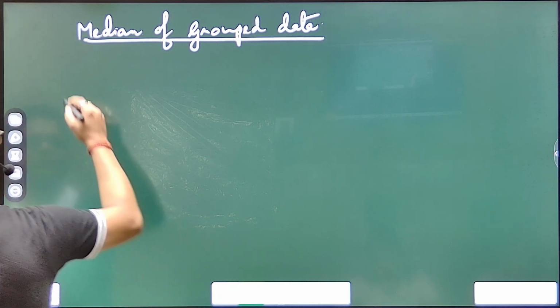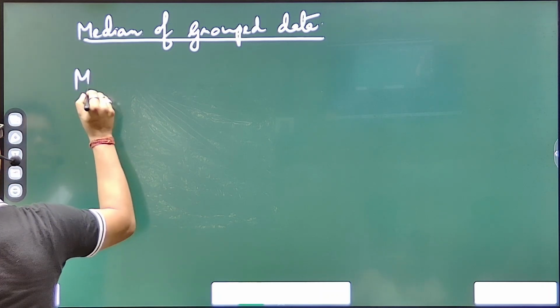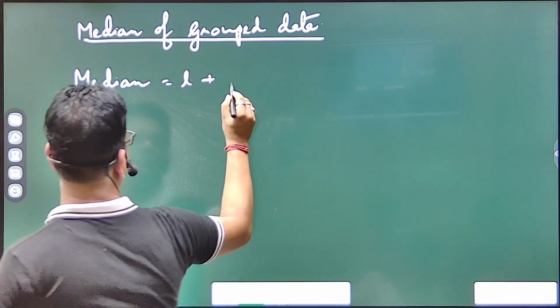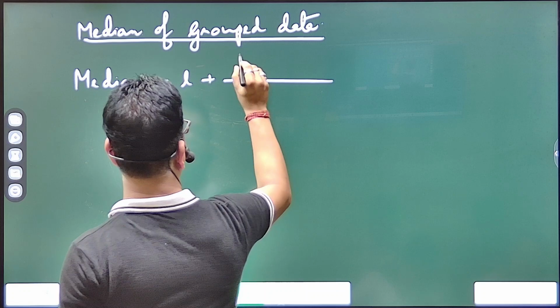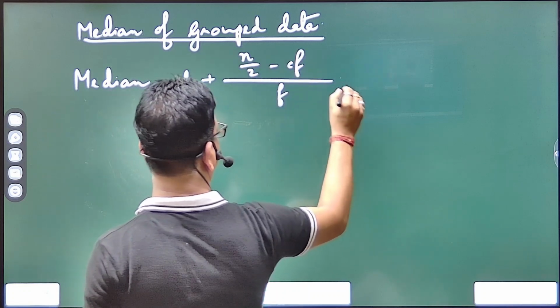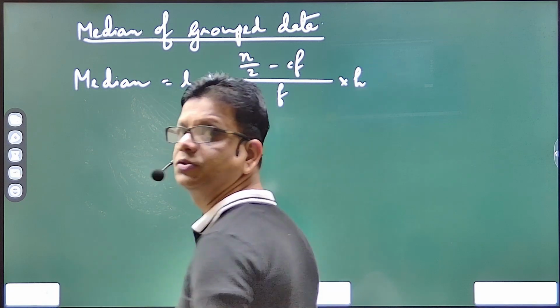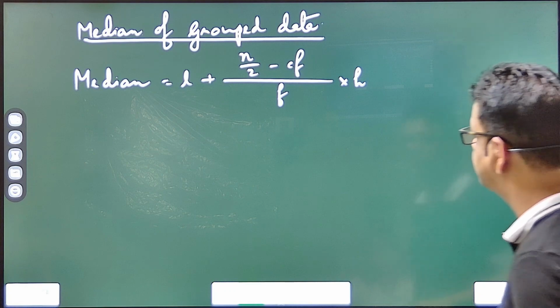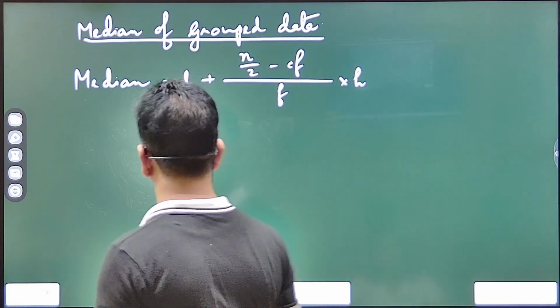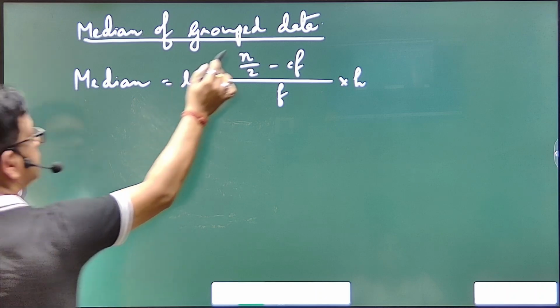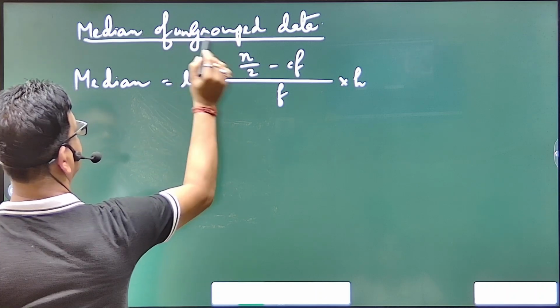Okay, so the formula goes like this. Median equals L plus (n by 2 minus CF) by F into H. This is the formula for median. What the terms N and L actually mean, I'm going to explain. But median for ungrouped data, that we have completed.